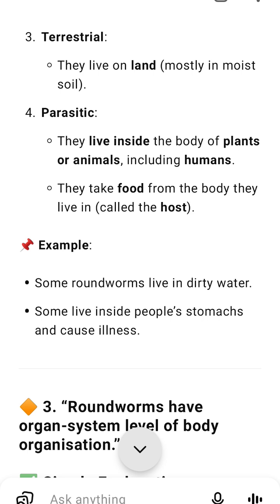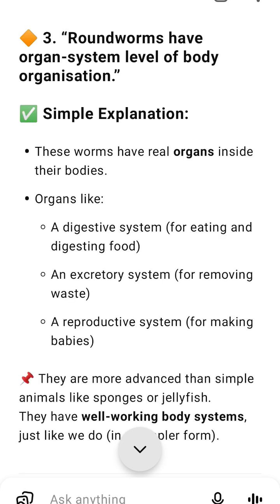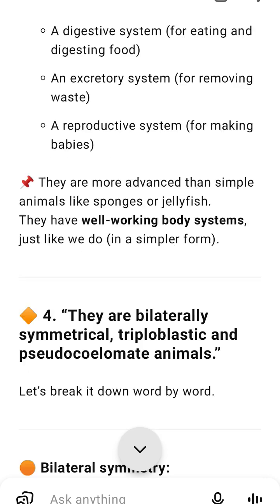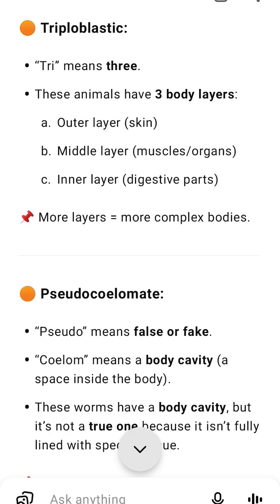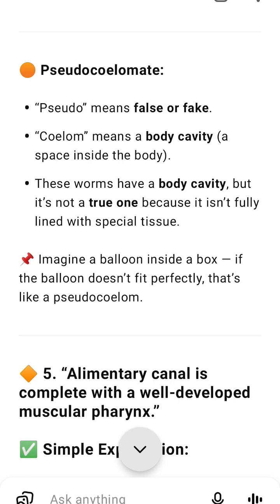How do they eat and digest food? 1. Roundworms have a complete alimentary canal. This means they have a mouth at one end and an anus at the other. Food goes in through the mouth and waste comes out through the anus. 2. They have a muscular pharynx. The pharynx is a strong muscle near the mouth. It helps them suck in food, like a vacuum cleaner.